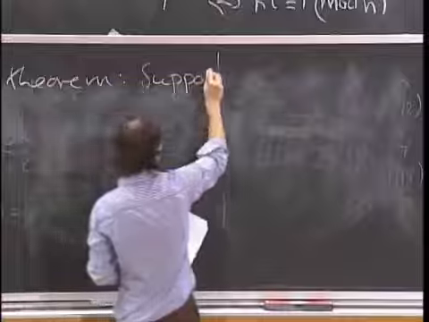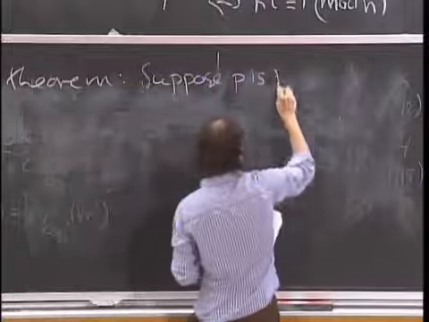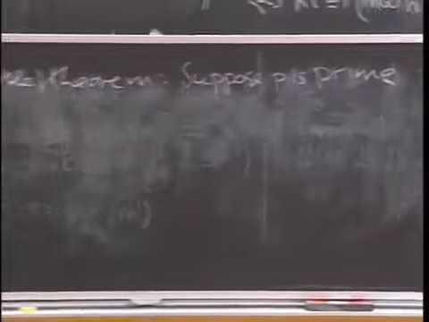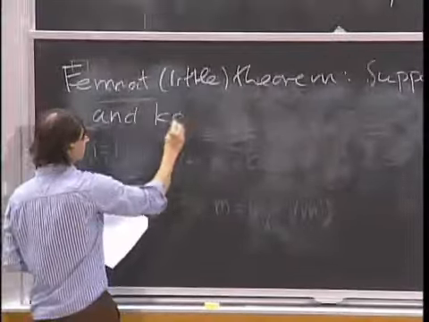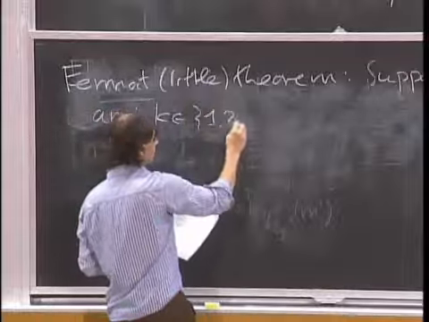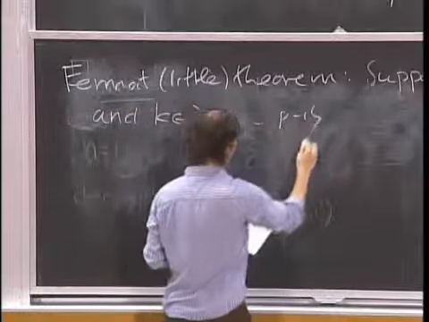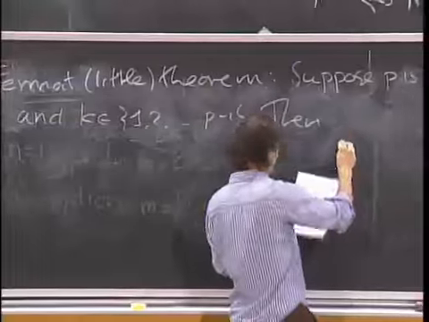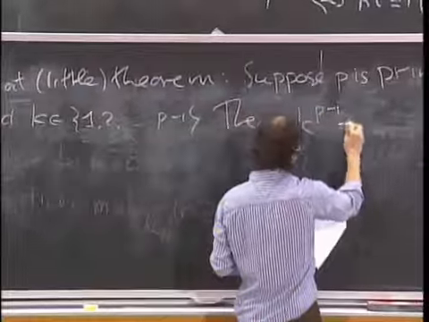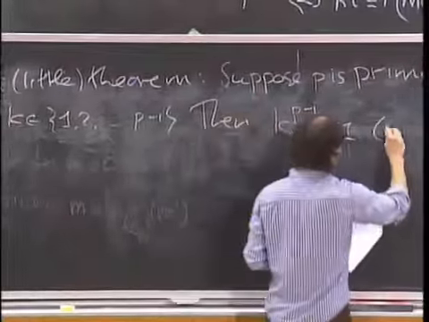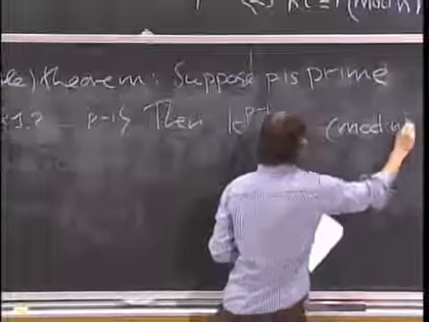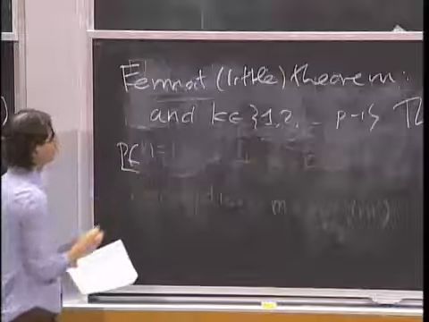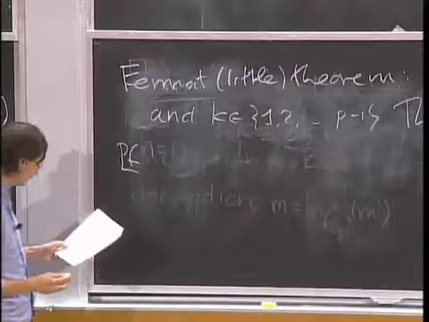It says, well, suppose p is a prime, and if we have k in the range 1, 2, all the way up to p minus 1, then we can conclude that k to the power p minus 1 is congruent to 1 modulo p. And we can directly prove this by using Euler's theorem. So how do we do this?